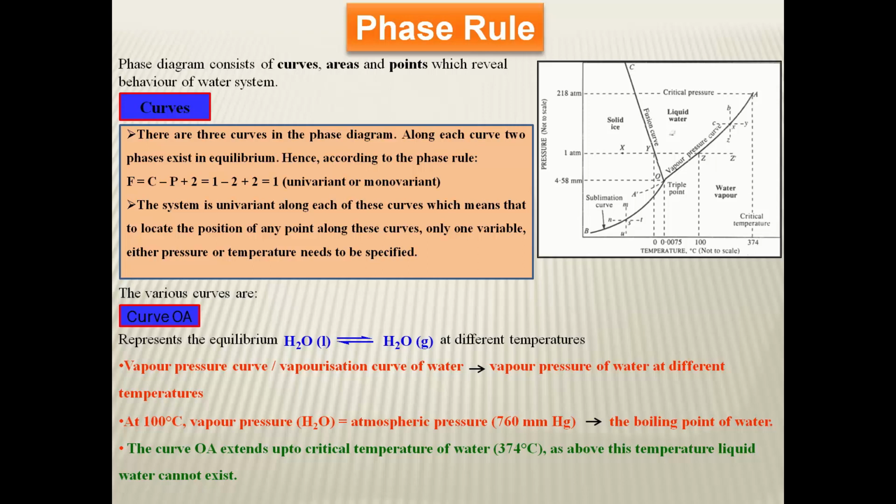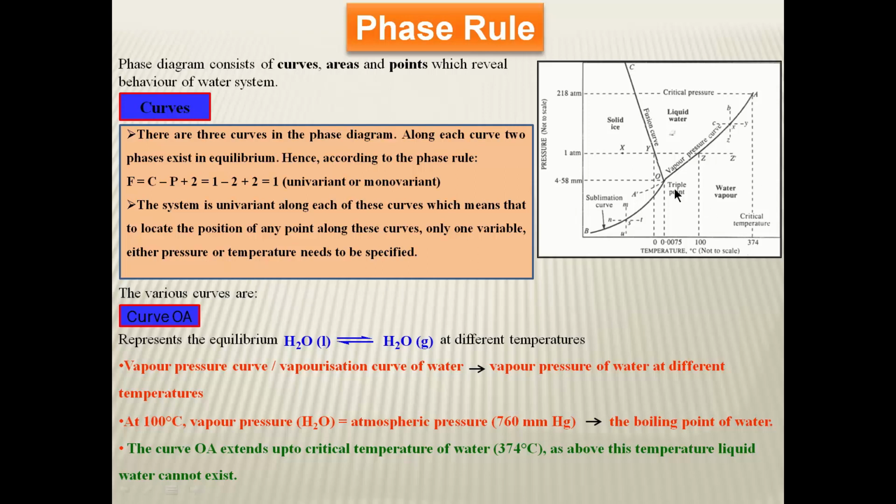As I mentioned, there are two phases present along this curve OA, and the component is one, that is water. Now if we apply the phase rule, it comes out to be F = C - P + 2 = 1. That is, the system is monovariant. What do we infer from this? That to locate the position of any point, only one variable, either pressure or temperature, needs to be specified. If you specify one, the other one gets fixed automatically.